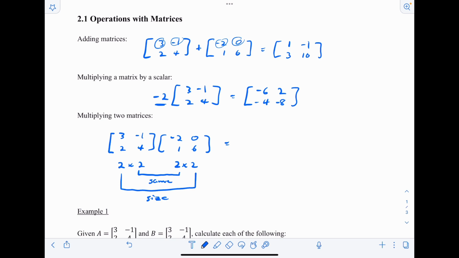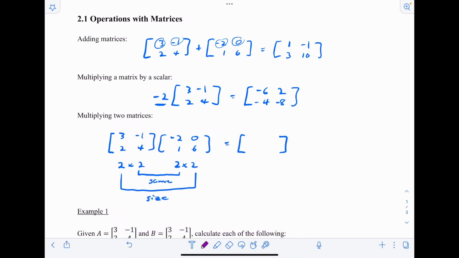But if, for example, I took a 2 by 3 and then I took a 3 by 4, because these numbers are the same, the 3's on the inside, I can multiply these matrices together. And what results is a 2 by 4 matrix. Okay, so those are the rules behind the scenes as far as whether or not you can go ahead and multiply two matrices together. So what's going to happen here is we're going to get a 2 by 2 matrix when we're done here.